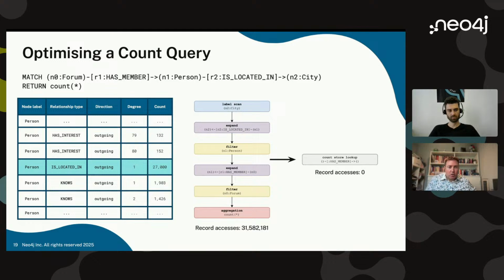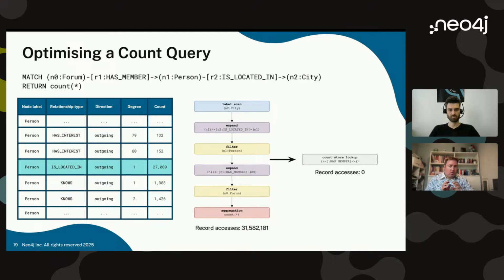So what I'm trying to show here is that we have a Cypher query where we go from forum to a person to a city. The idea is that a forum has many members, and a person is a member of one forum, and a person is also located in one city.